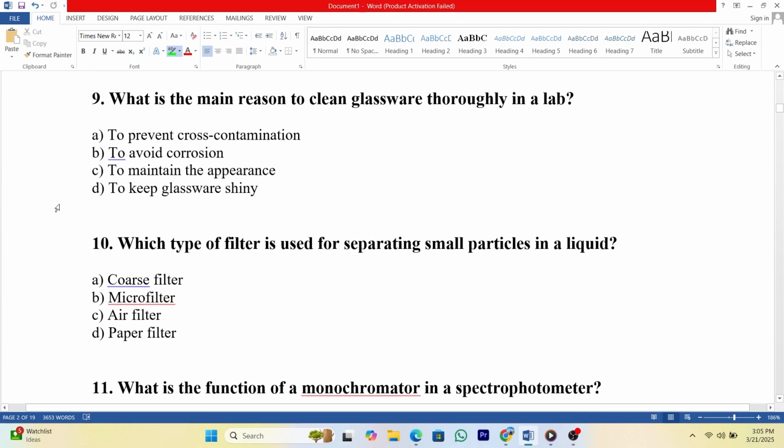9. What is the main reason to clean glassware thoroughly in a lab? A. To prevent cross-contamination. B. To avoid corrosion. C. To maintain the appearance. D. To keep glassware shiny. Answer: A. To prevent cross-contamination.